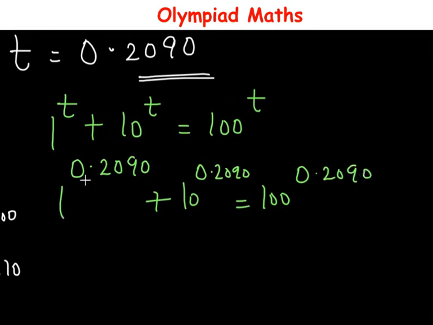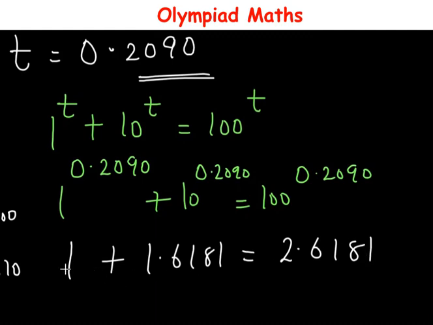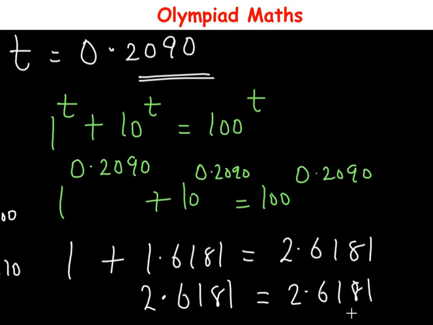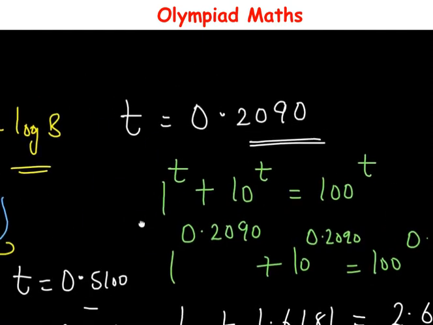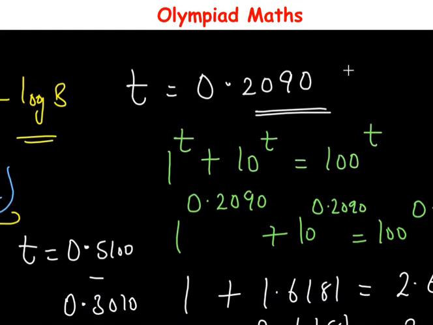1 raised to power 0.2090, the answer is 1, plus 10 raised to power 0.2090, the answer is 1.6181, equals 100 raised to power 0.2090, the value is 2.6181. Now if you add up 1 plus this, you will get 2.6181, which equals 2.6181. So since they're equal to each other, the value of t that we got as 0.2090 is the correct solution for the given question.